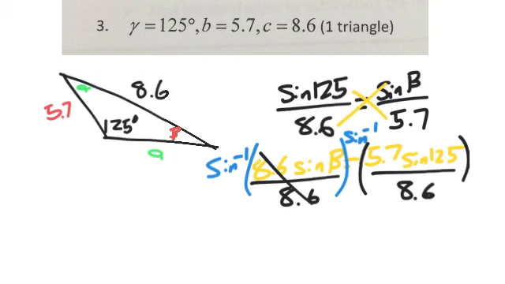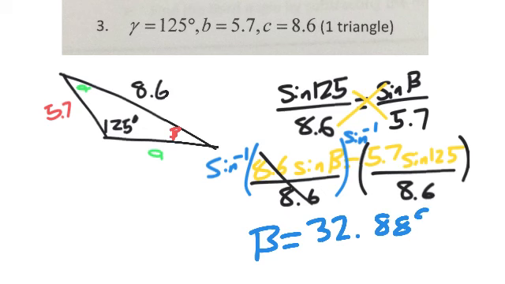So when I put that in my calculator, I have the inverse sine of 5.7 times sine of 125 divided by 8.6. And when I do, I find beta is equal to 32.88 degrees. So on your homework, it'll tell you what to round to. I'm just going to round to 2 decimal places. But it'll tell you nearest tenth, nearest degree, and you just do whatever it tells you to do.